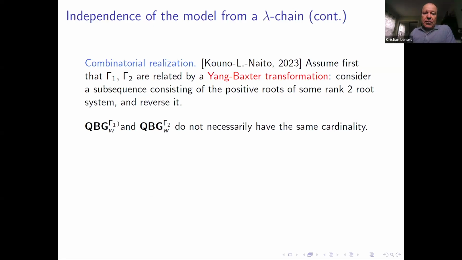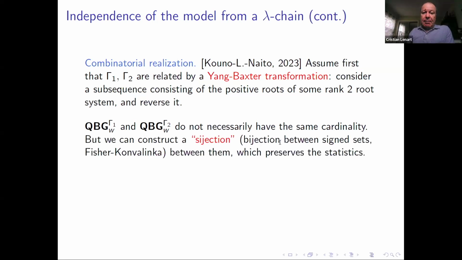So if gamma 1 and gamma 2 are related by the reversal of such a sequence of roots for a rank 2 root system, then the corresponding admissible paths for gamma 1 and gamma 2 do not necessarily have the same cardinality. But we can construct what's called a sijection between them. So a sijection is a bijection between sign sets, because these paths, remember in the Chevalley formula, they come with a sign, which is -1 to the length of the path. So these really are sign sets with signs. And then we construct the sijection between them, which preserves the statistics. And that's enough to show that the generating functions are the same. And such a sijection is called a quantum Yang-Baxter move.